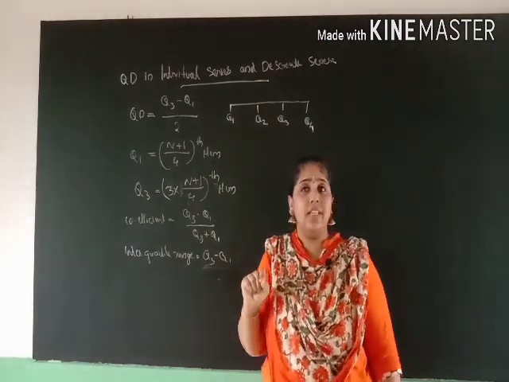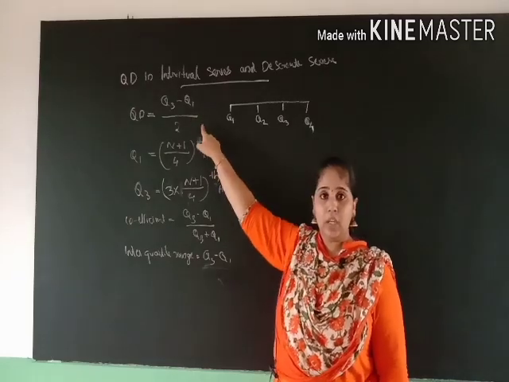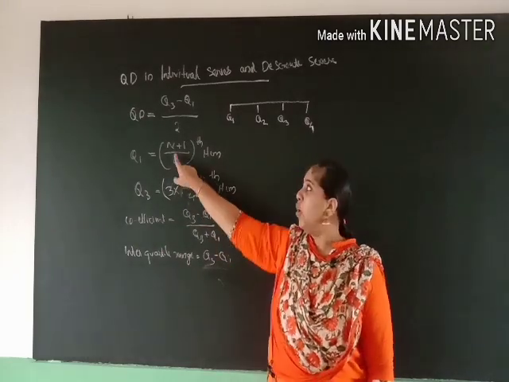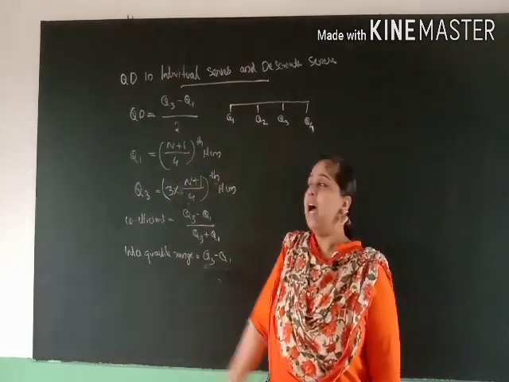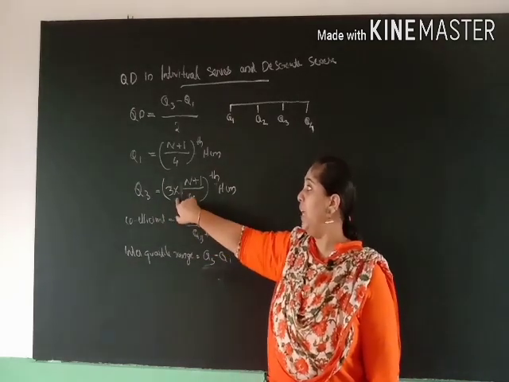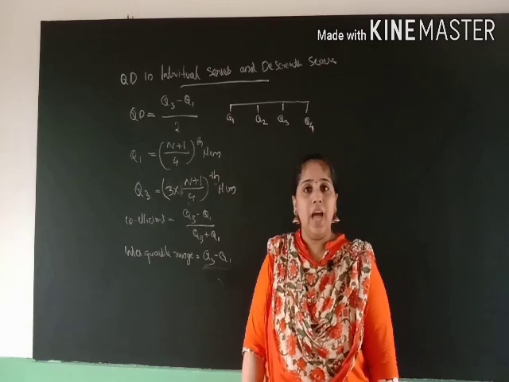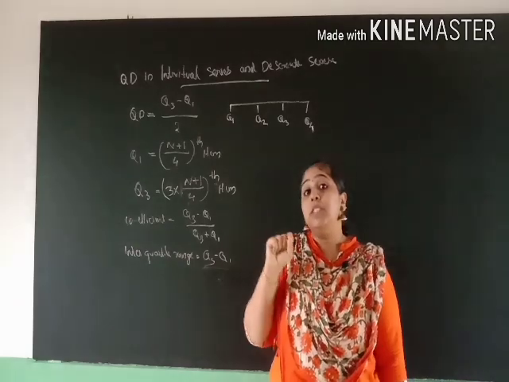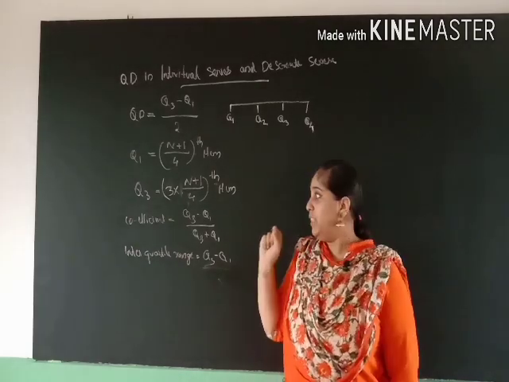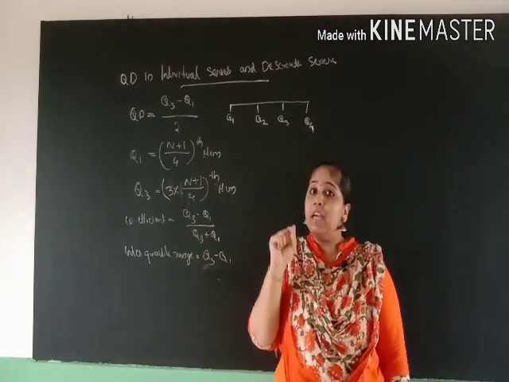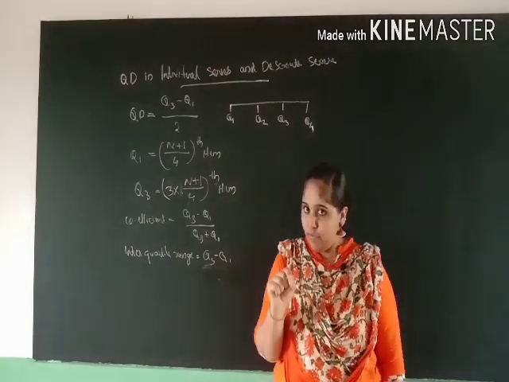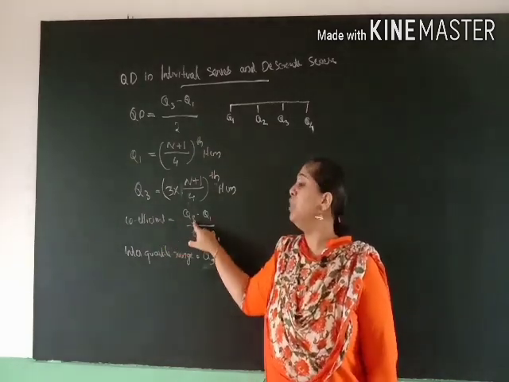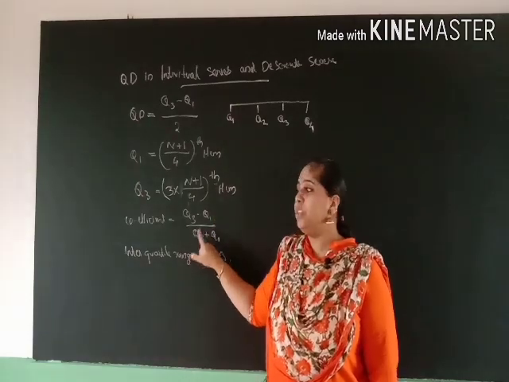So we have different equations for calculating Q3 and Q1. First Q1. The equation for calculating Q1 is the size of (n plus 1) by 4th item. Q3 equals 3 into (n plus 1) by 4th item. Then next, we know that quartile deviation is an absolute measure of deviation. All the deviations have a relative measure, that is called coefficient. Here the coefficient of quartile deviation will be calculated as Q3 minus Q1 divided by Q3 plus Q1.